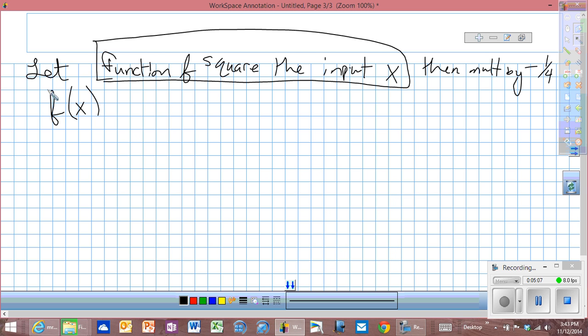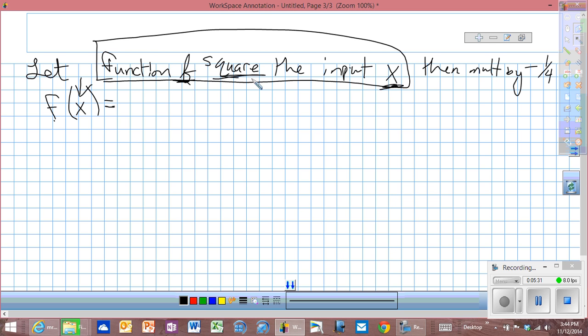Usually I write it in cursive, as long as you can make it look scripty. That's how your function notation is usually written. They're typed as pretty cursive-looking f, so a little fancy. So function f of x means name the function f and the input is x. This is the input, that x right there.